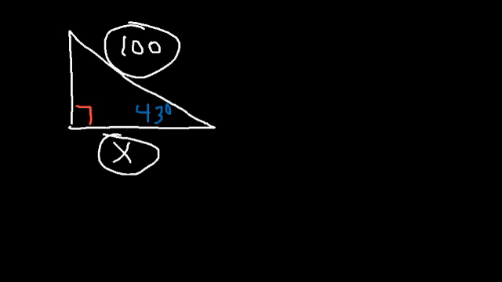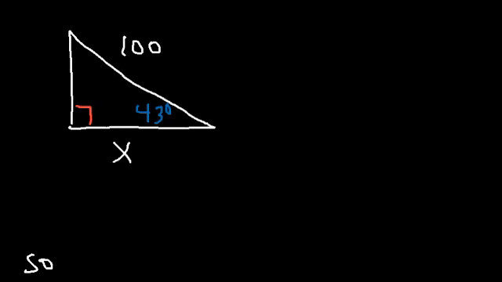Now let's say we have a triangle that looks like this, and the angle is 43 degrees. We're given the hypotenuse, and we're looking for x. What trig function should we use in order to solve for x? Should we use cosine, tangent, or sine? So notice that we have the adjacent side and the hypotenuse. So according to SOHCAHTOA, we want to use cosine.